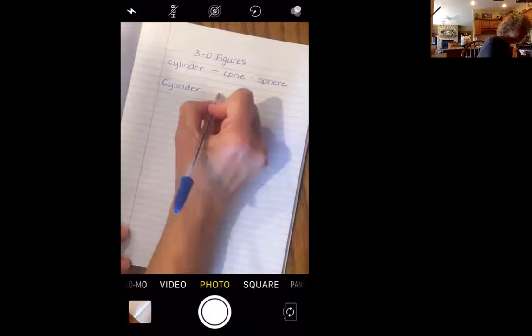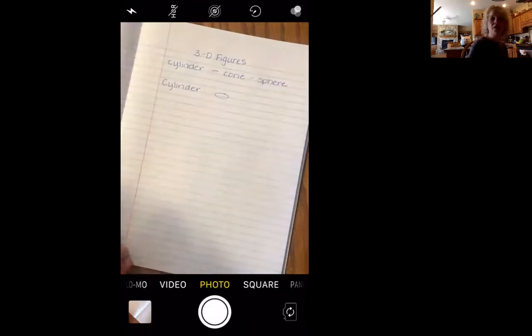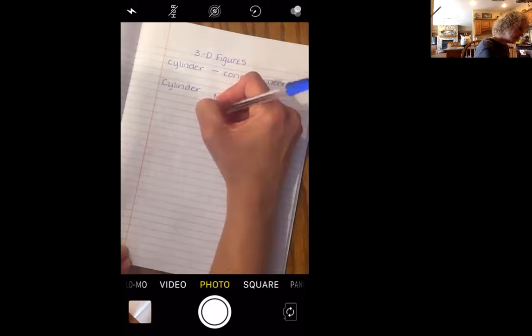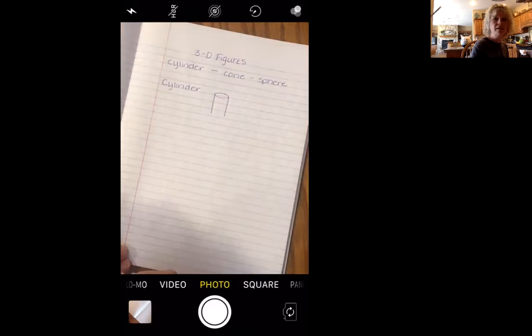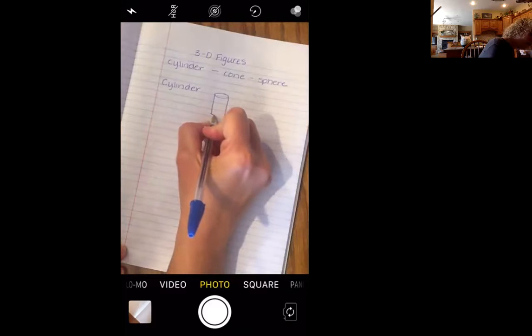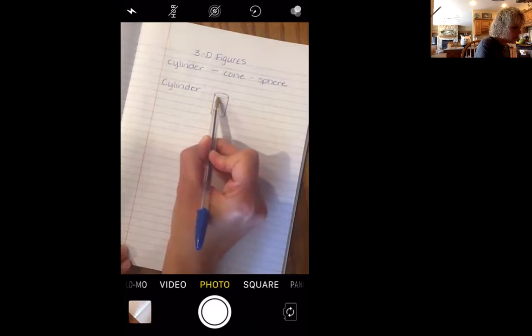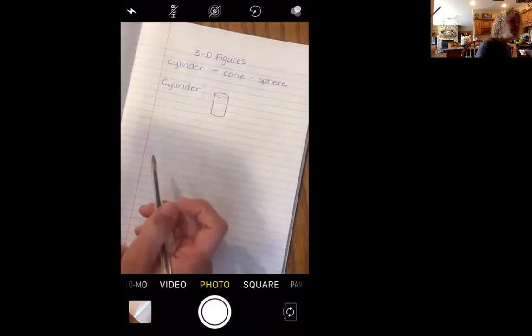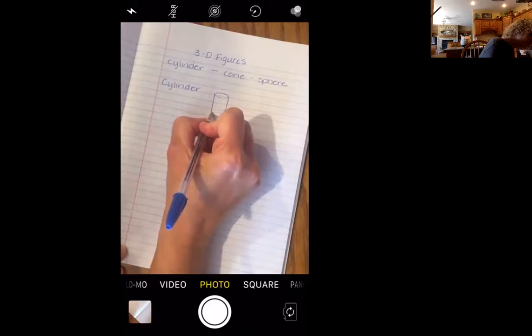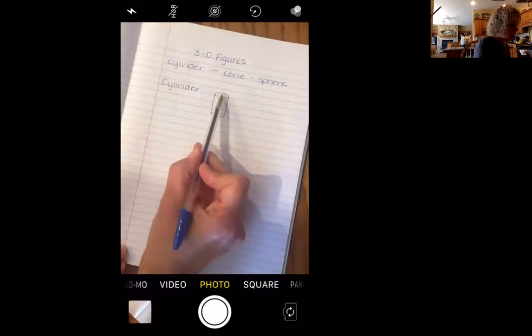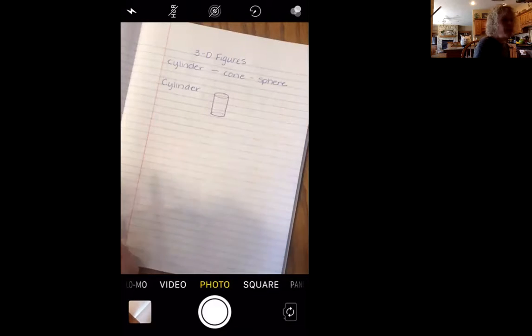To draw a cylinder, you need to start with an oval up here on top. And that's going to represent the top of the cylinder. And then we're going to draw 2 parallel lines coming from each side of that oval. And the bottom of our cylinder is going to have the exact same curve as the bottom of our oval up here on the top. And then to give it that 3D look, we're going to just use a dotted line and create that bottom circle for our cylinder. So you can see that we have a base, or 2 bases I should say, that are circles that create the cylinder.